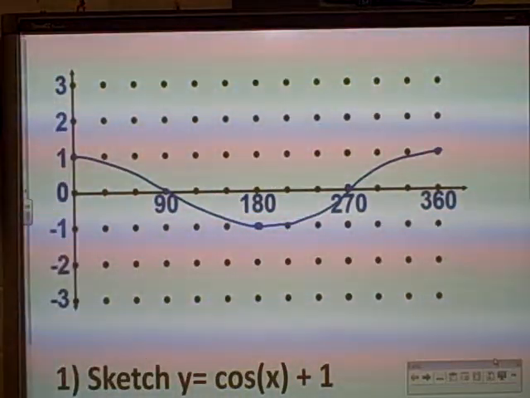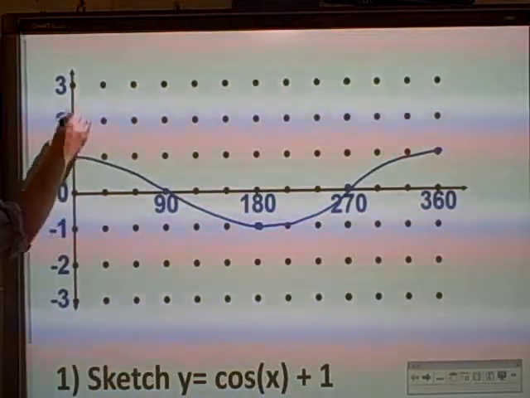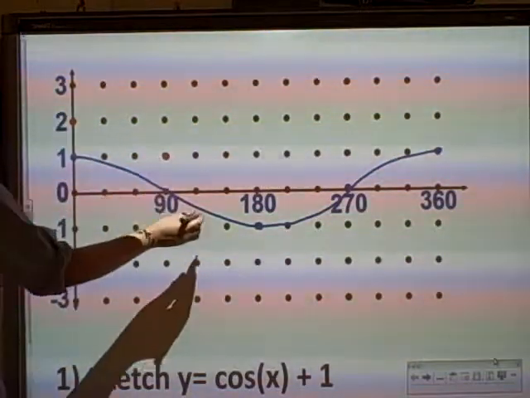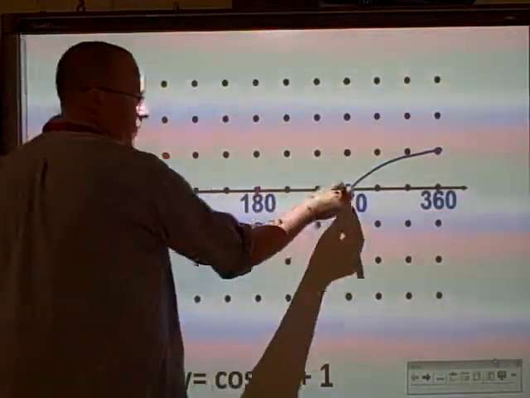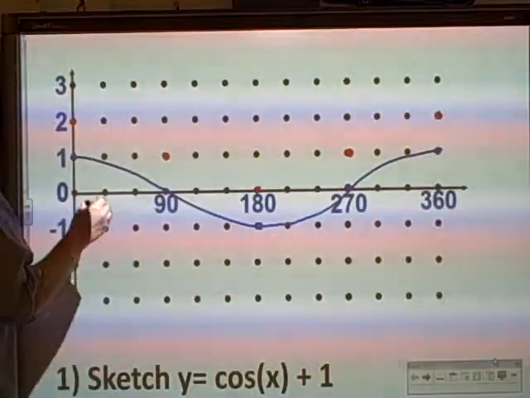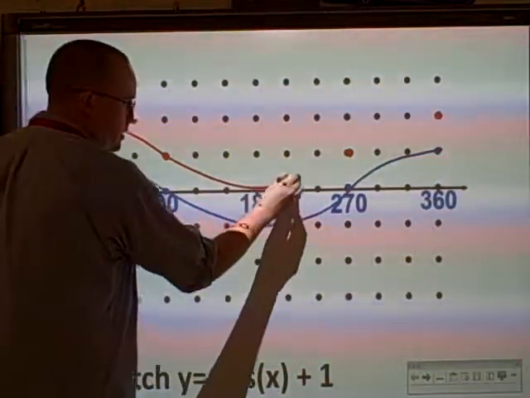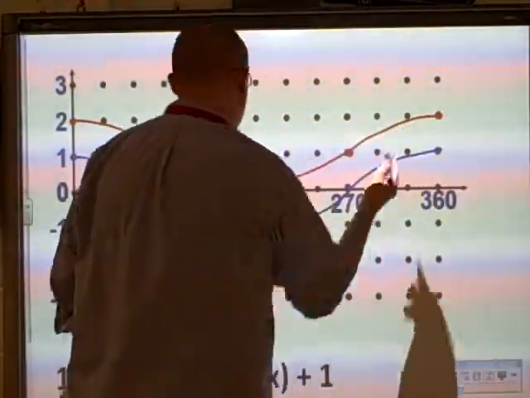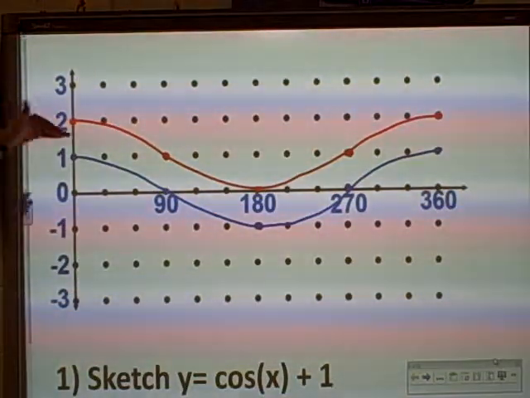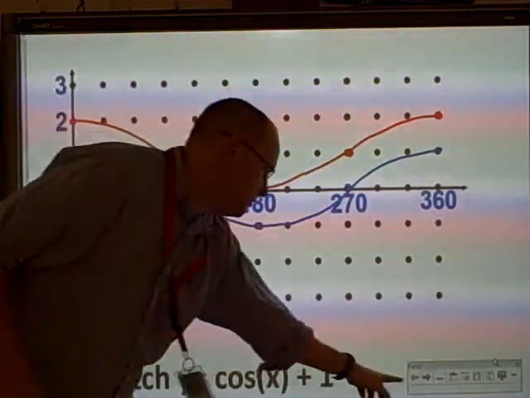And plus 1 means we're just going to take all these values and add on 1 to them. So move this up one place, move this up one place, and so on. If we do that for all the key points, then we have the general shape of our new graph, and we can go ahead and join that up. So this is the graph of cosine x, this is the graph of cosine x plus 1.